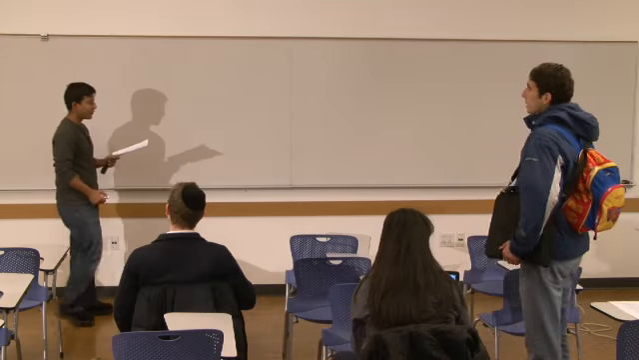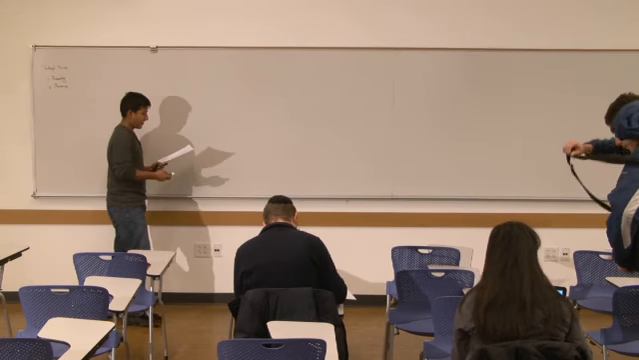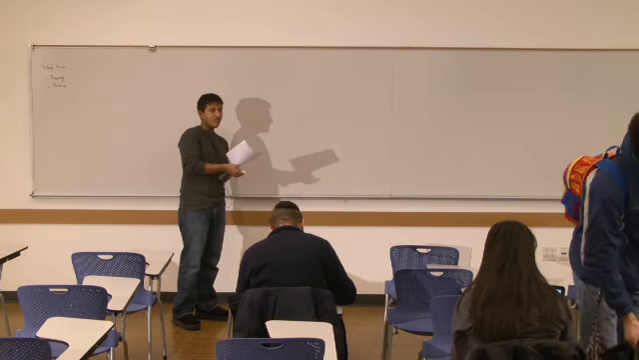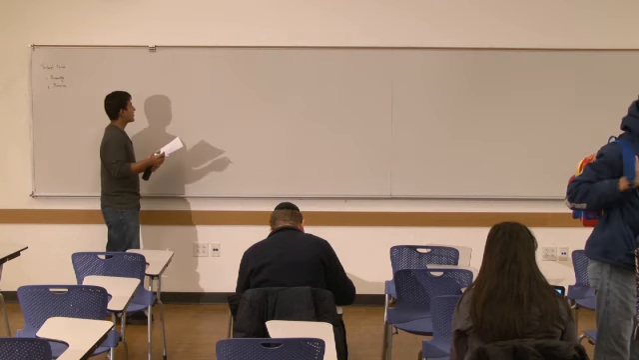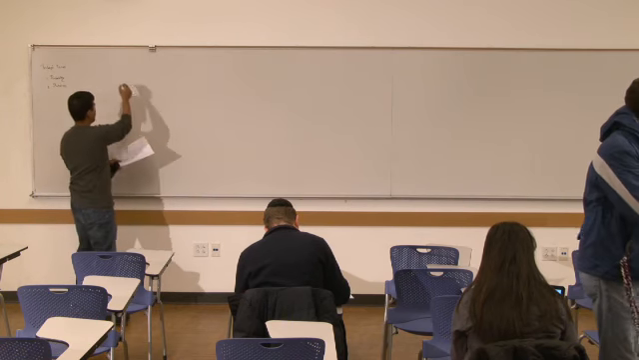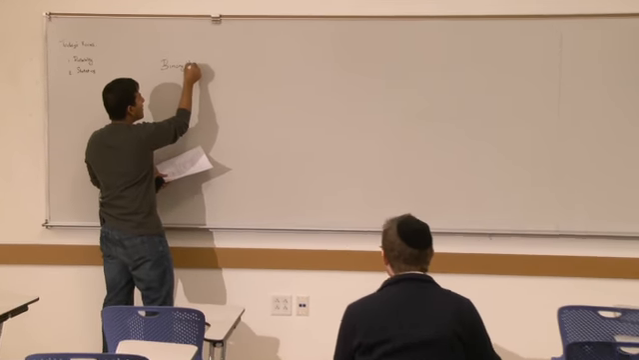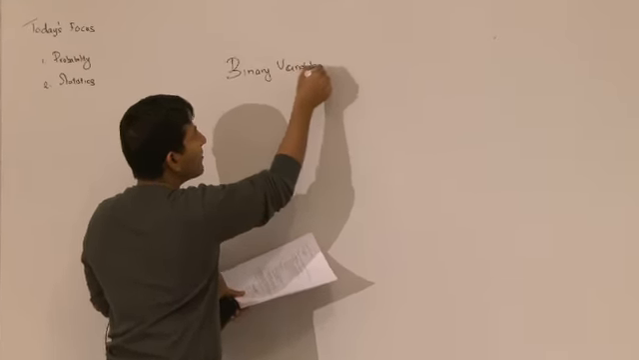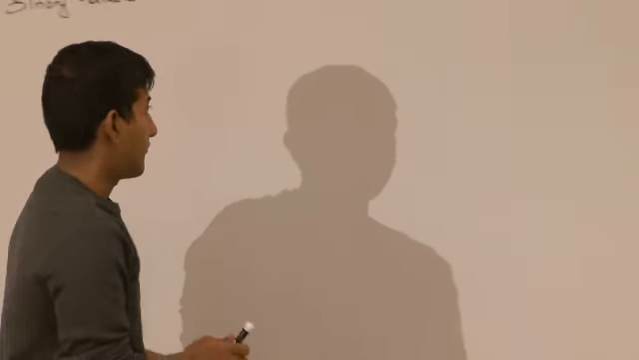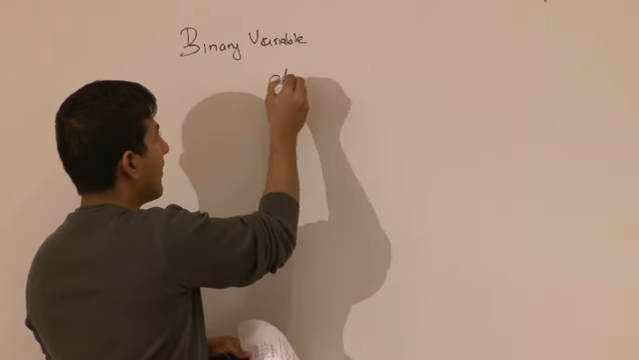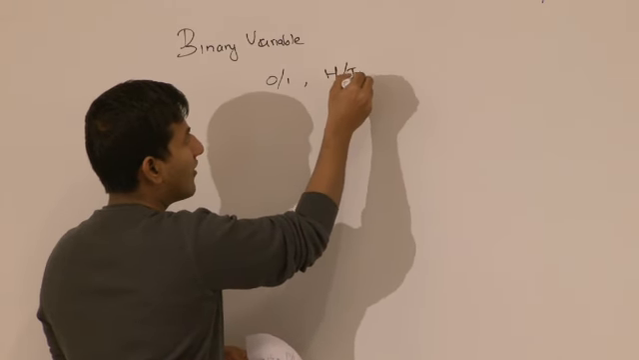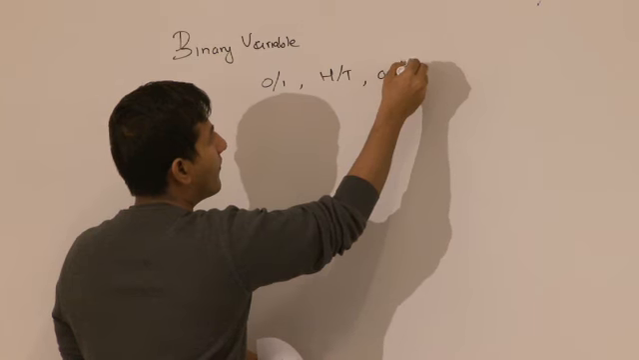Today's focus is probability and statistics. So let's start with probability. Let's look at the probability of a binary variable. What do you mean by a binary variable? It can take only two outcomes, so only two values. For example, it could be 0 or 1, head or tail, on or off. Okay?